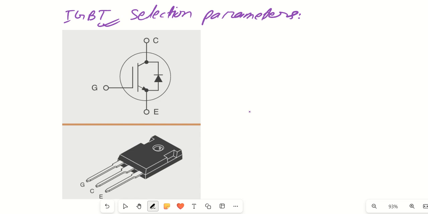So, this is the IGBT symbol that is there, and this is one of the TO247 packages that looks like. Okay. So let me list out a few of the parameters that you need to consider before selecting a particular component for your application. Let us say, first of all, we will be talking about voltage rating.